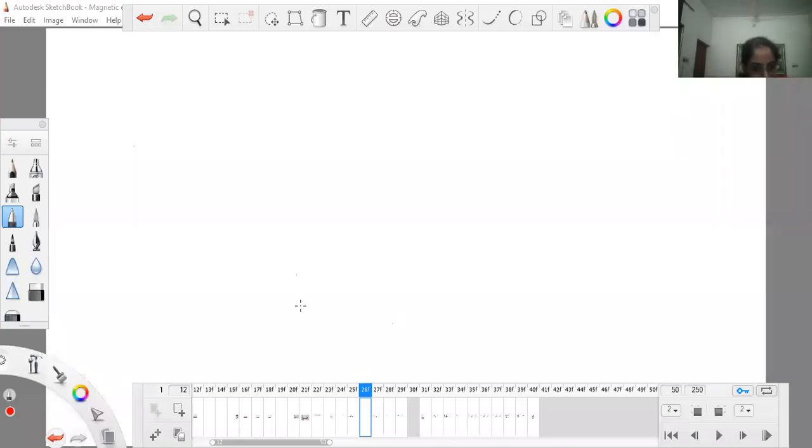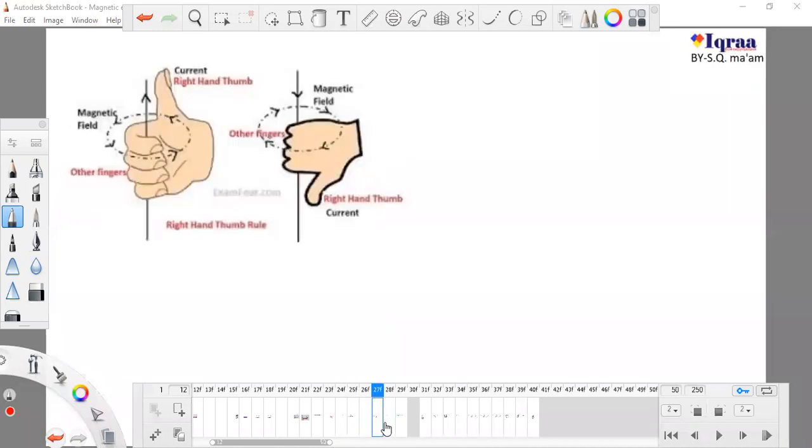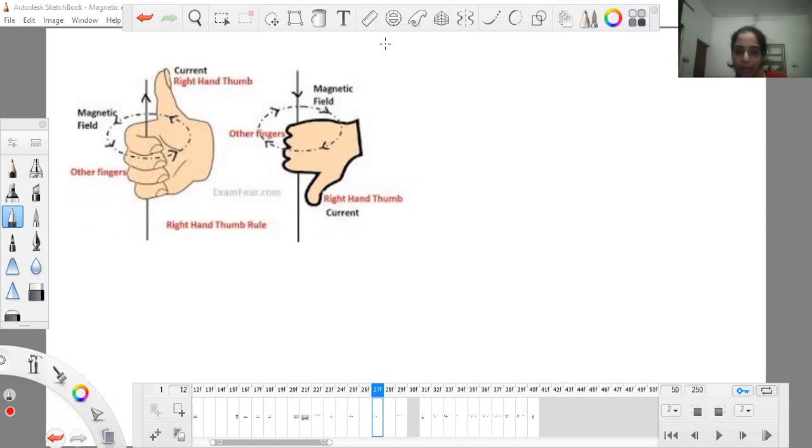In the last class, we studied magnetic field lines. There are five properties of magnetic field lines. We also studied how you can use your thumb as current and your fingers as magnetic field lines.